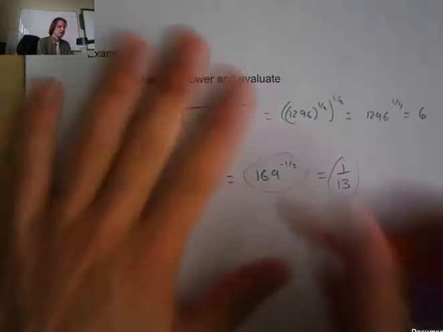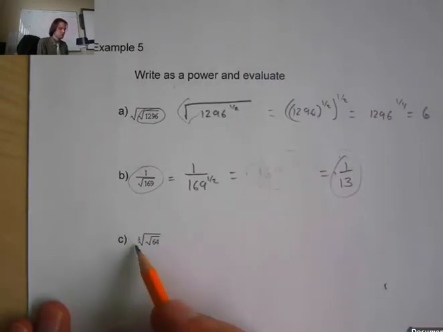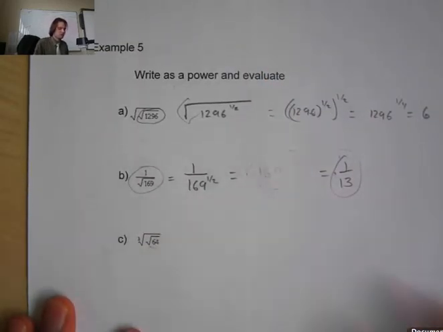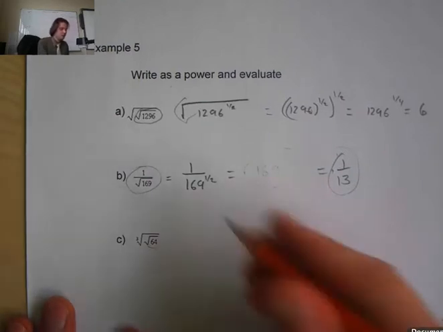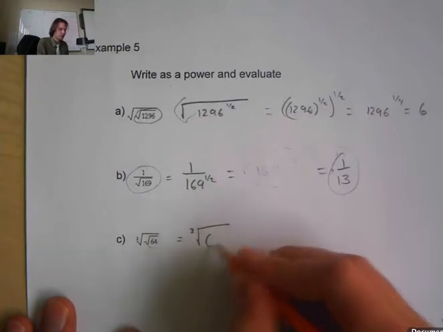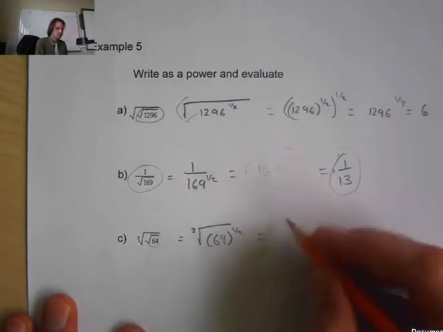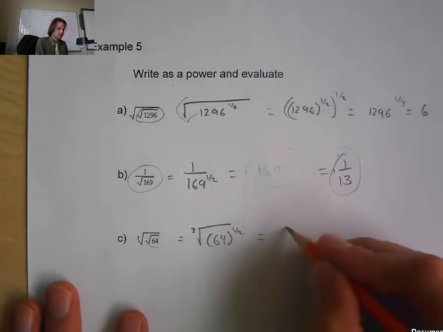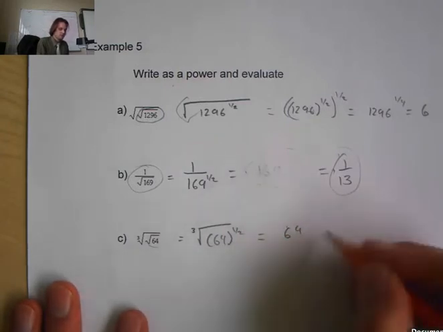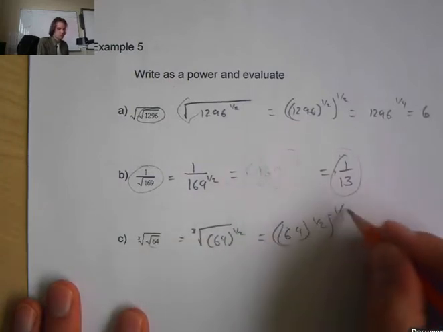So let's try this next one here. So we have the square root of 64 first. If we want, we can even do that first. It wants us to write this first, and we have 64 to the 1 over 2. Then we're going to have 64 to the 1 over 2, and this is the third root, to the 1 over 3.